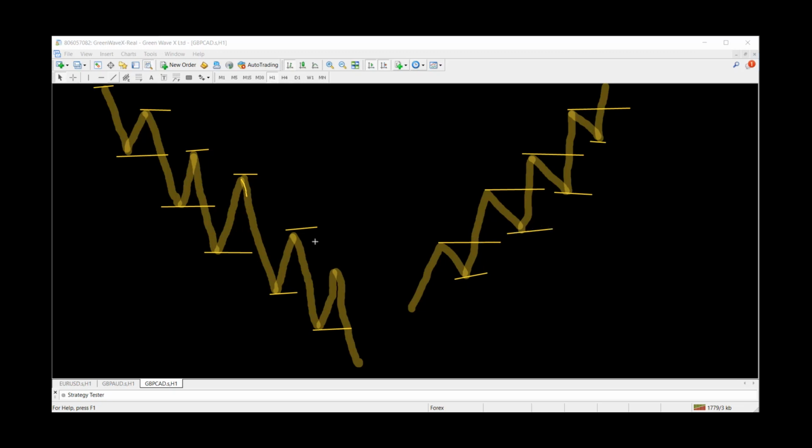Now, at what point are we going to start noticing that the trend is getting weak? It's very simple. In a bearish trend, the previous highs must be respected. I'm going to answer the question very soon.